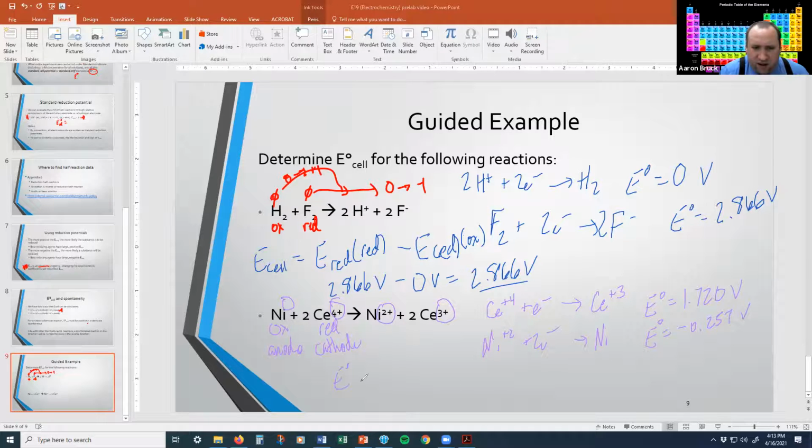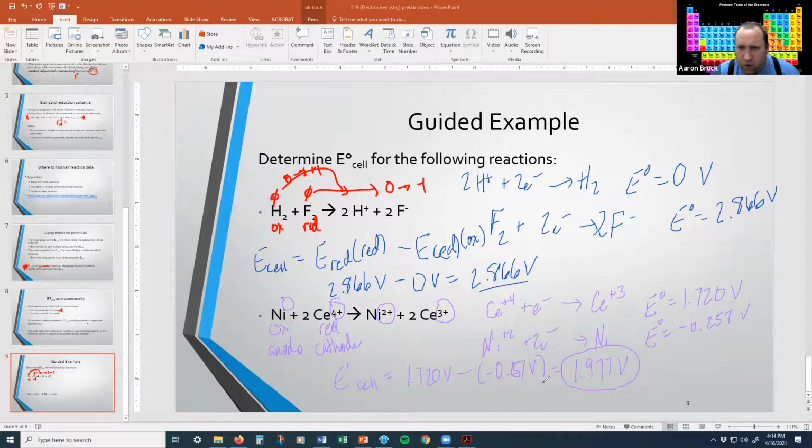So to find the cell potential, I take the cathode, 1.720 volts, minus the anode, -0.257 volts. 1.72 minus -0.257 gives me 1.977 volts. So that's how to solve these using just the reduction tables.